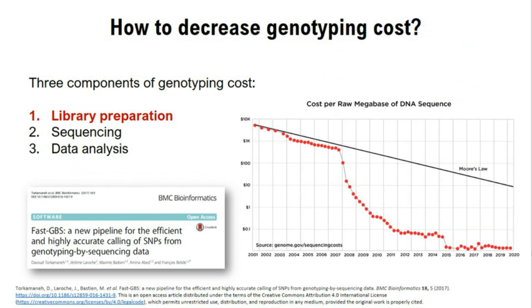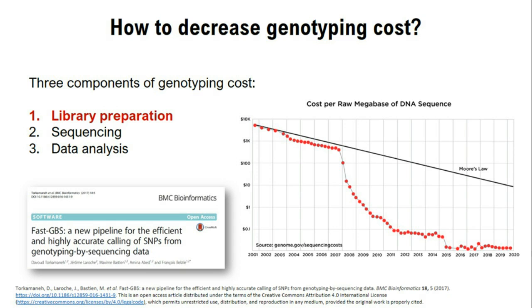In general, the genotyping cost is composed of three components: the library preparation cost, sequencing cost, and data analysis cost. I'm sure you are all aware of the sharp decrease in sequencing cost in the last few years. And we can say that now sequencing is not a big problem because there are different technologies that can generate a large amount of sequencing data for a very low cost.